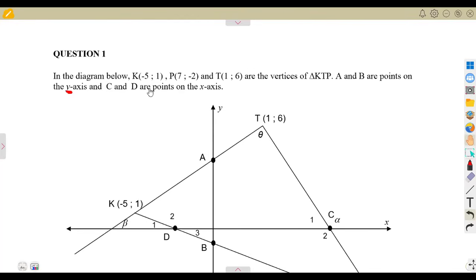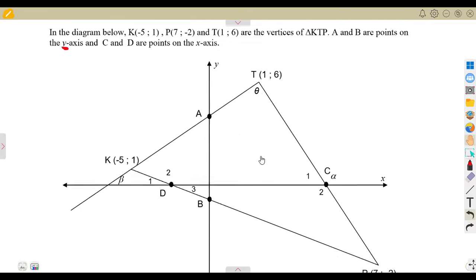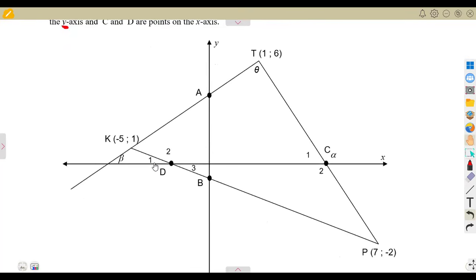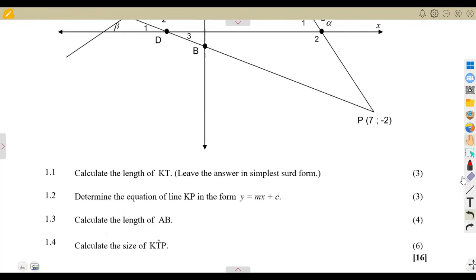So this is what you're given, and you're given points C and D on the x-axis. C is the x-intercept of line TP, and D the x-intercept of line KP. And we've got the angle beta, the angle alpha, and the angle theta, which is at T. With this information, the first part of our question, 1.1, was to calculate the length of KT. Leave the answer in the simplest surd form.